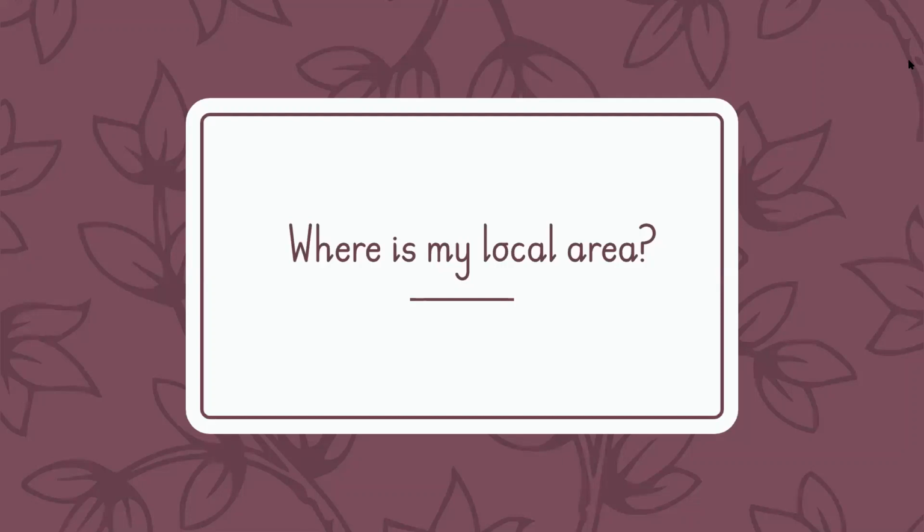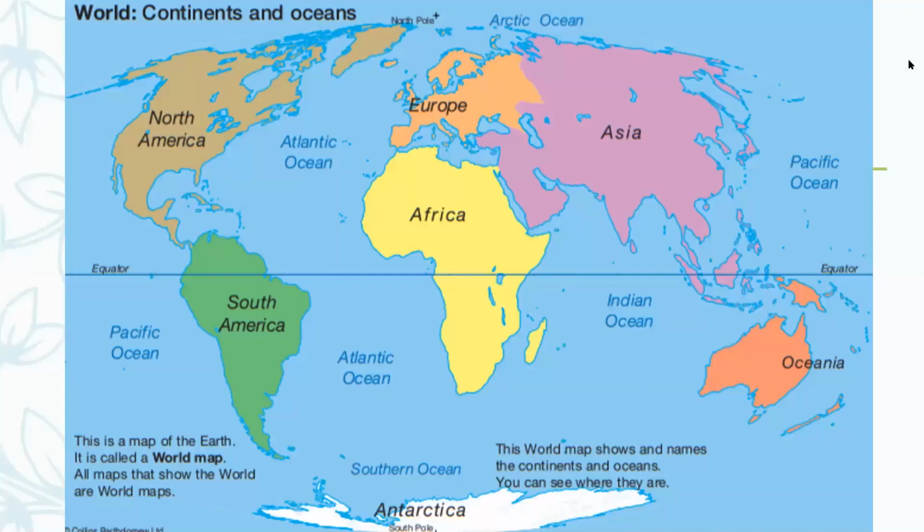So if we zoom out to a world map, we can start to think about where our local area fits within the world as a whole. So the world is made up of 7 continents, 7 continuous areas of land: North America, South America, Europe, Africa, Asia, Oceania, and Antarctica. Now remember, Antarctica is a continent, but the Arctic isn't, because if I were to go and stand at the South Pole, I would be stood firmly on land. Very icy land, but land all the same.